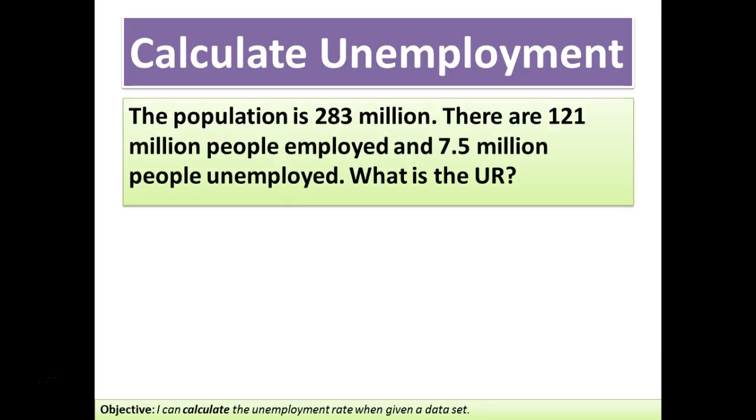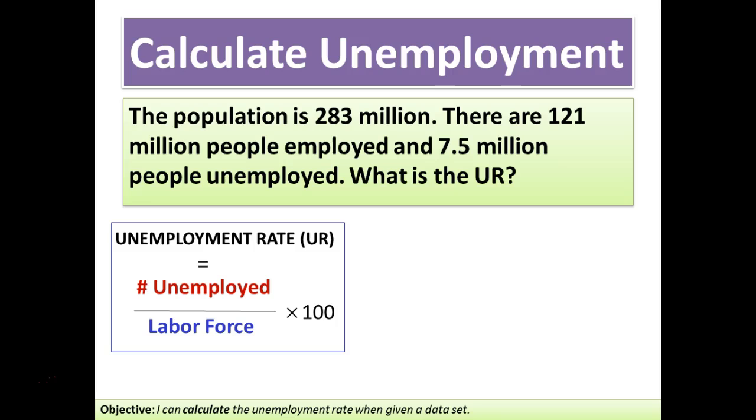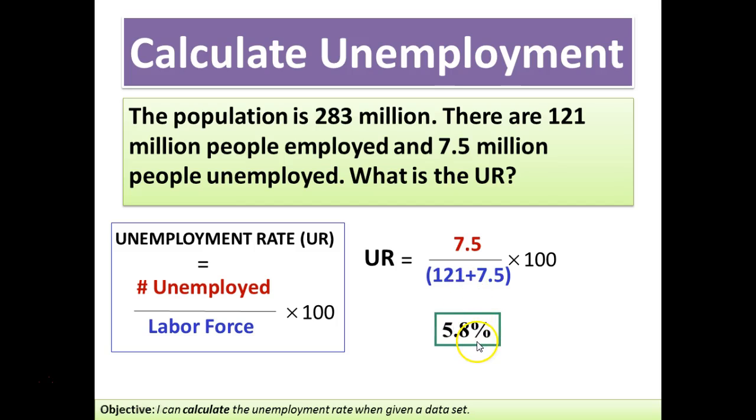And one more problem. Pause the video, work this one out on your own. All right, so we have our formula, and we plug in our numbers. We get 7.5 people unemployed. And then again, we have to add to that our people that are employed to get our labor force, and we multiply by 100, and we get 5.8%.